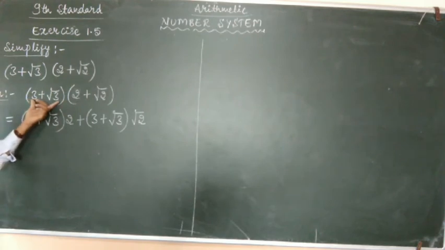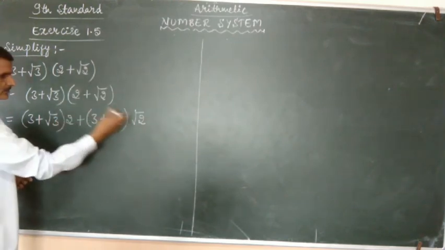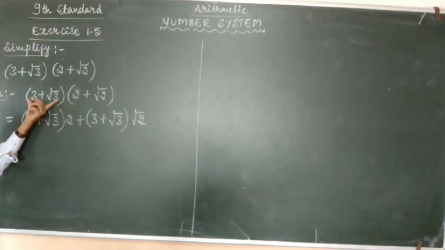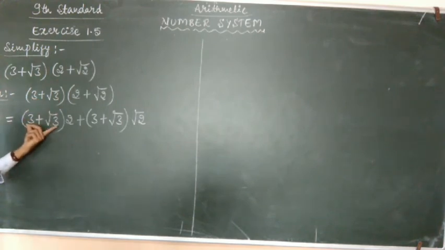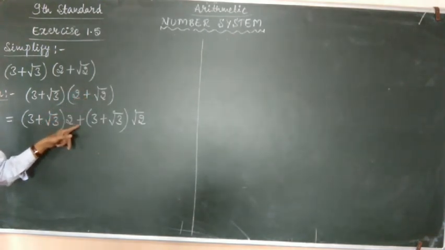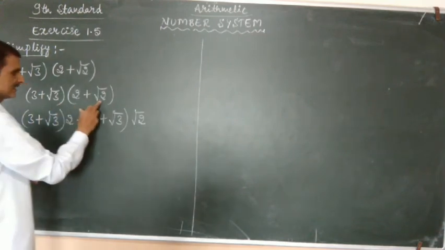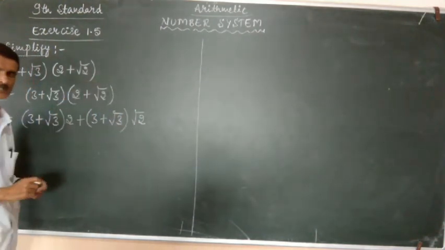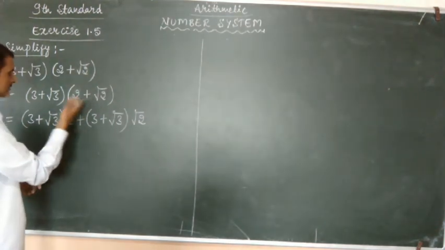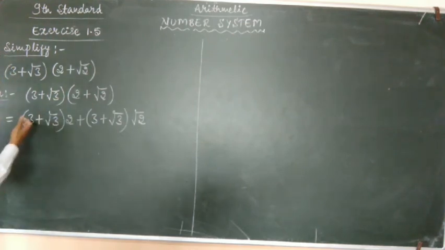Here 3 plus root 3 is written as it is, so it is multiplied separately by 2 and root 2. So in the next step, 3 plus root 3 is written as it is, multiplied by 2, and the symbol plus is written as it is. So once again write down 3 plus root 3 and next multiply it by root 2. Or you can change it, so you can multiply this by 3 and 2. So now we shall simplify.